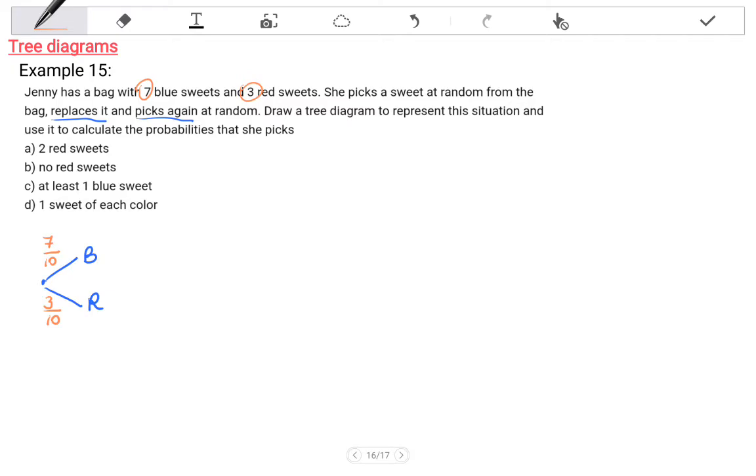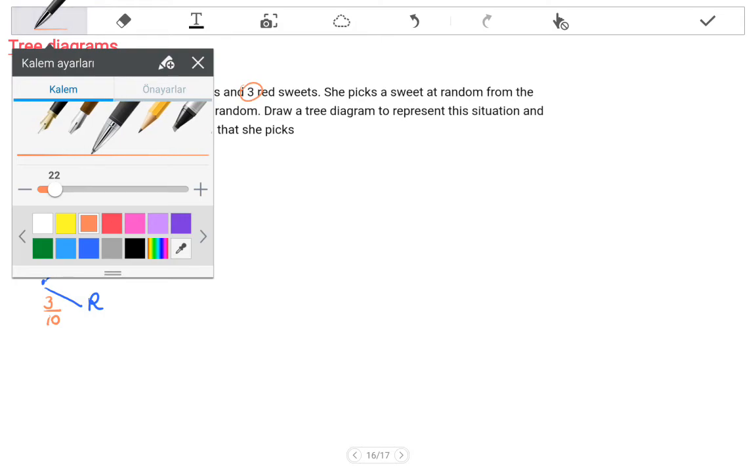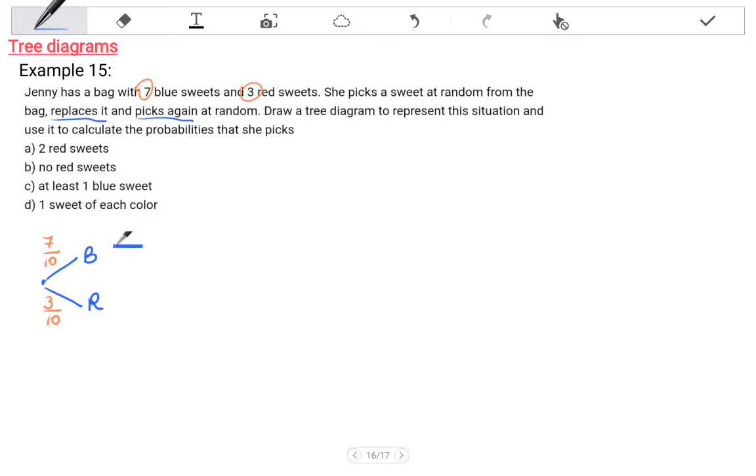Then after choosing the first sweet, she replaces it back into the bag and picks another one. So let's continue to write down our selection. Suppose that the first sweet was blue and she looks and sees the color, puts it back into the bag and chooses another sweet. Again, we still have blues and reds in the bag. So Jenny has blue and red for the second choice.